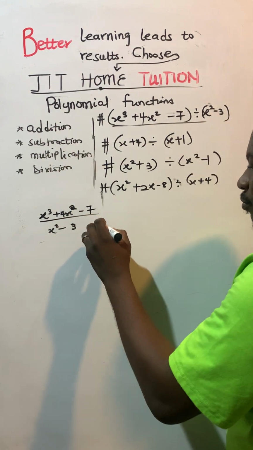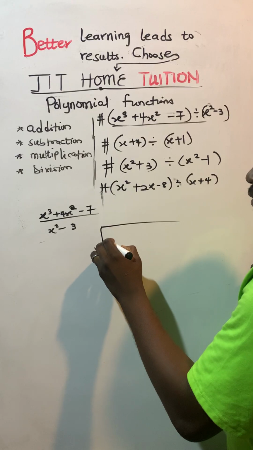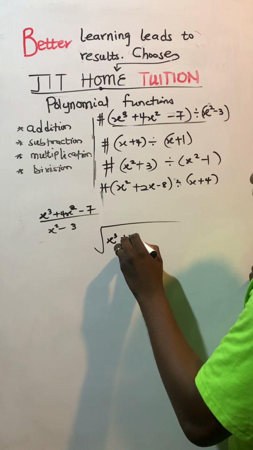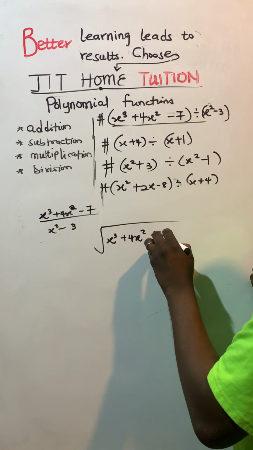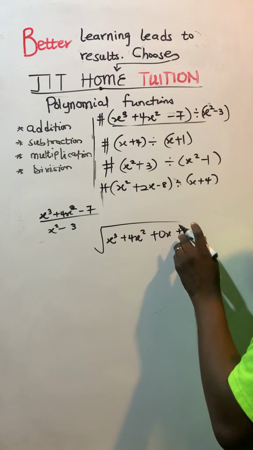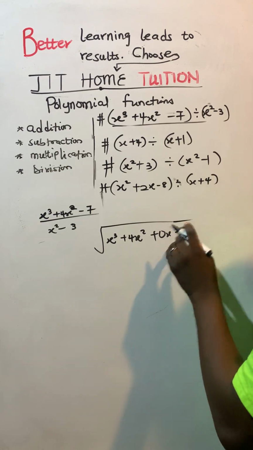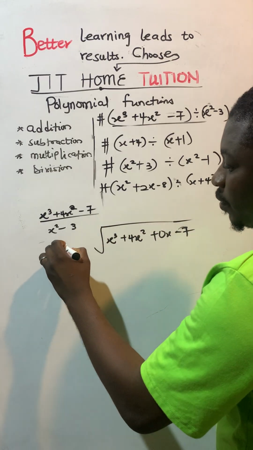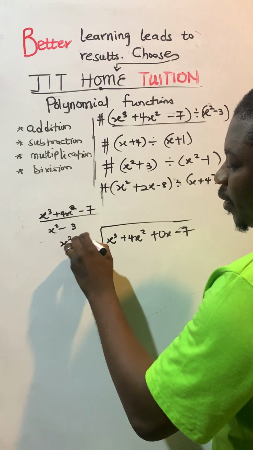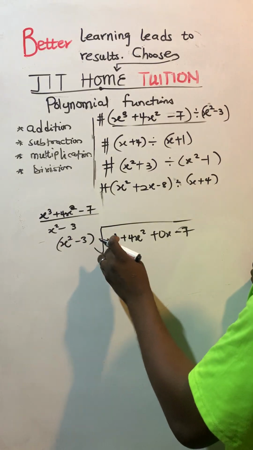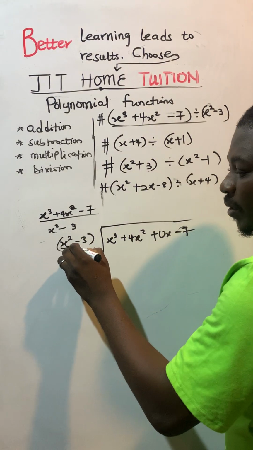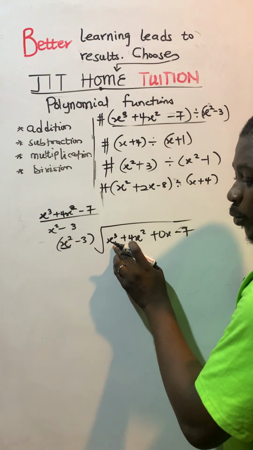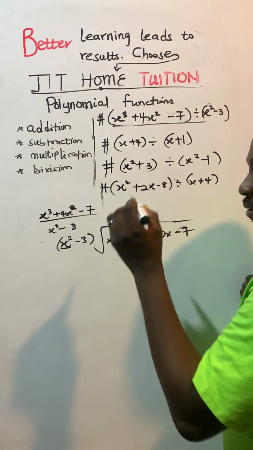So here you have x cubed plus 4x squared, let me bring you 0x here, minus 7. You are the one introducing it. And you have x squared minus 3. This one is called the divisor. That is what is dividing this one. So you start with this. x squared will divide the x cubed, and that will give you x.